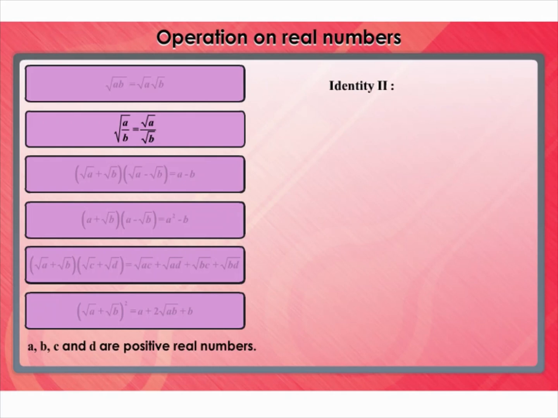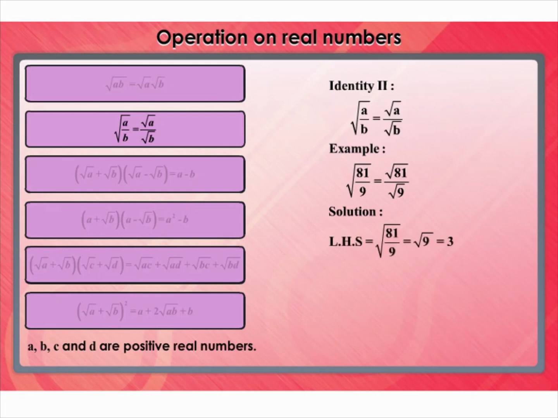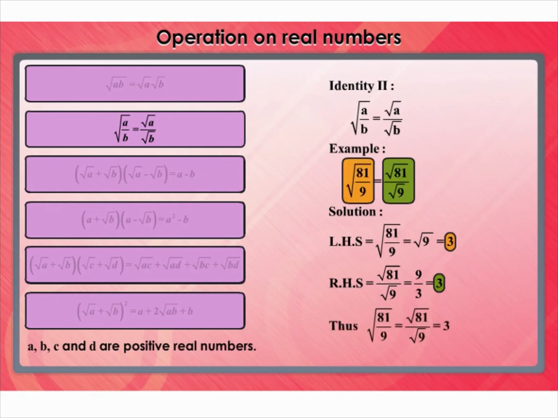The second law: the square root of A divided by B is equal to square root of A divided by square root of B. Example: square root of 81 divided by 9 is equal to square root of 81 divided by square root of 9. Left-hand side is equal to square root of 81 by 9, which is equal to square root of 9, which is equal to 3. Similarly, on simplifying the right-hand side, we get the answer as 3. Thus, both the sides are equal.